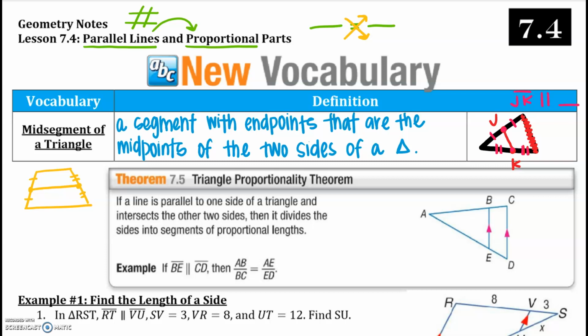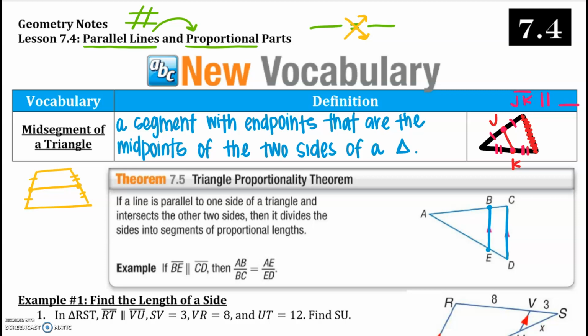So Theorem 7.5 talks about that midsegment. It talks about the parallel sides, all the things. So if a line is parallel to one side of a triangle, so notice that BC is parallel to CD, not necessarily the midpoints, but can be, and intersects the other two sides, then it divides the sides into segments that are proportional lengths.